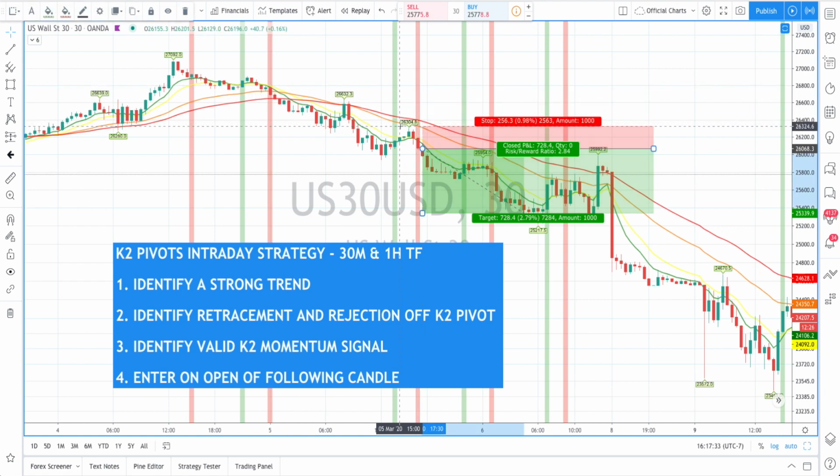You can either put it at the previous swing, which would be right here, or you can put it at any of the last two K2 pivot levels. So depending on your risk, if you want to go for a big move, you can move it up here or up over here to level 3 or level 4. Or if you just want to keep it simple like we usually do and put it at the previous swing, you would just put it right here.